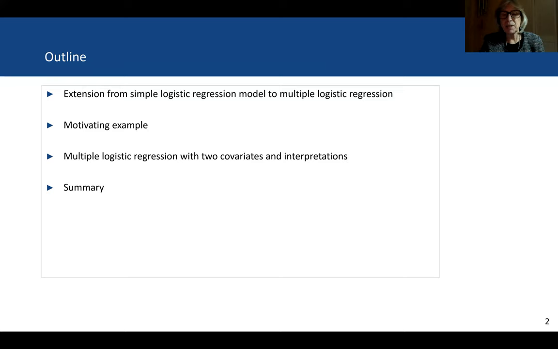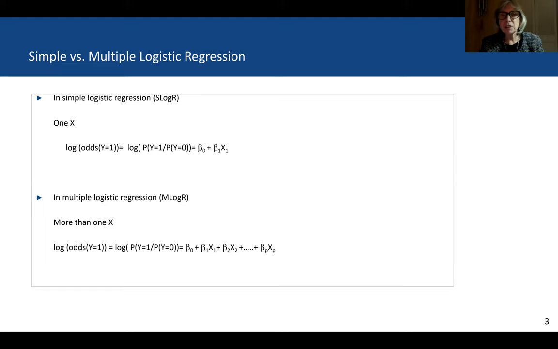So just to distinguish, in simple logistic regression, we have one x, one covariate. So we write the log odds of the outcome, which is the log of the probability that y equals one divided by the probability that y equals zero, as a straight line relationship, beta naught plus beta one times x. However, in multiple logistic regression, we have more than one x, more than one covariate or predictor. And in this case, we write the log odds equals beta naught plus beta one x1 all the way through plus beta p xp, where p is the number of covariates.